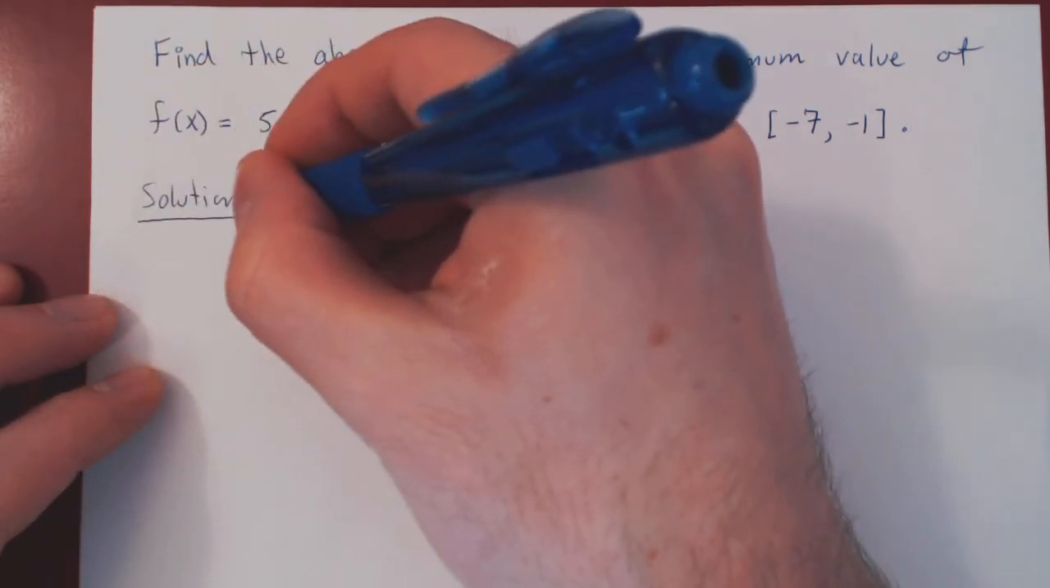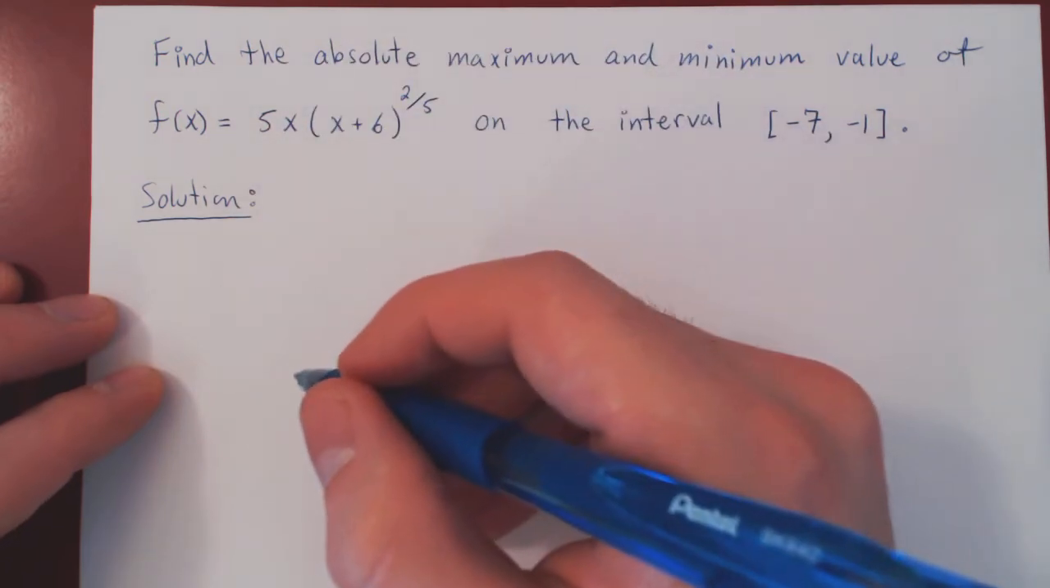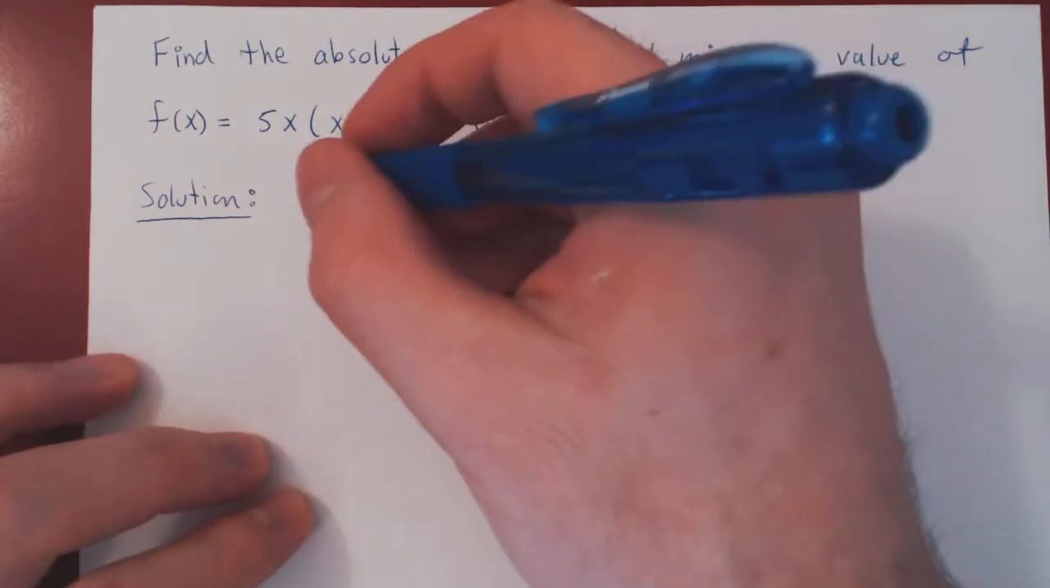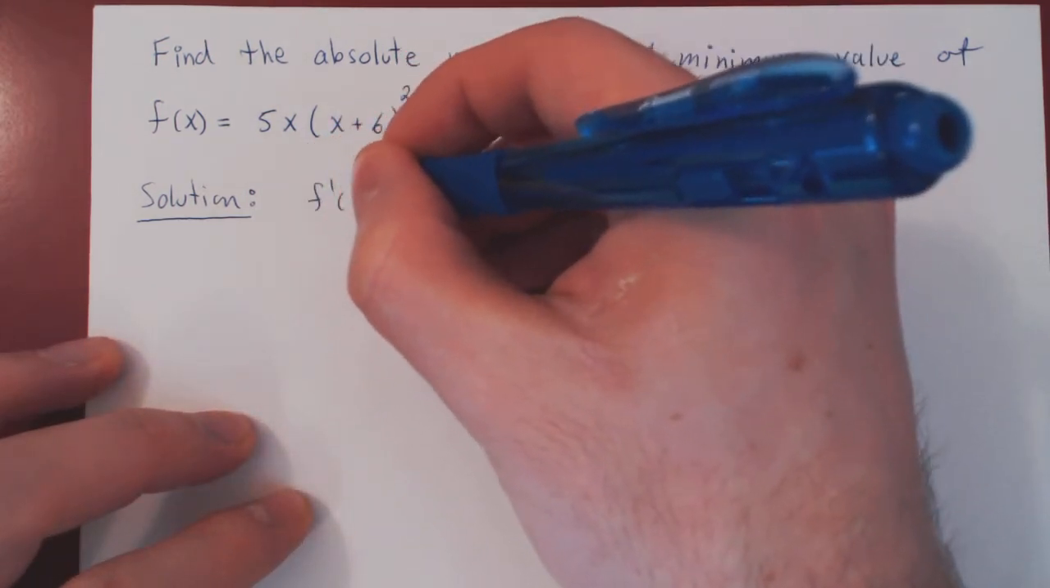Of course, the critical points are found by using the first derivative. They are values of x where the first derivative is equal to 0 or undefined. So let's differentiate.